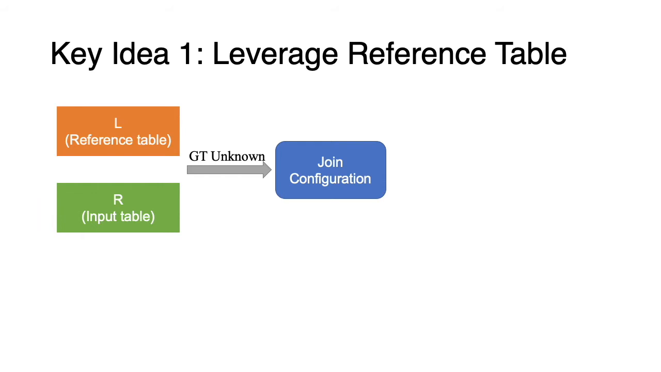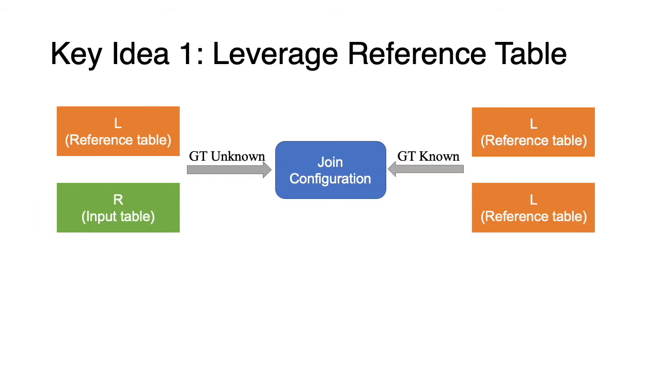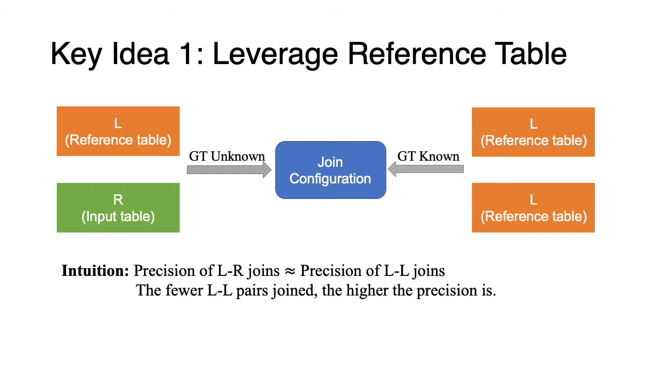Let's refer to the L table as a reference table and the R table as another input table. We don't know the precision of the joins produced by a join configuration because their ground truth is unknown. To estimate the precision, our idea is to join the L table with itself using the same join configuration. Because L and R are similar in nature, we can expect that the precision of LR joins should be similar to the precision of LL joins.